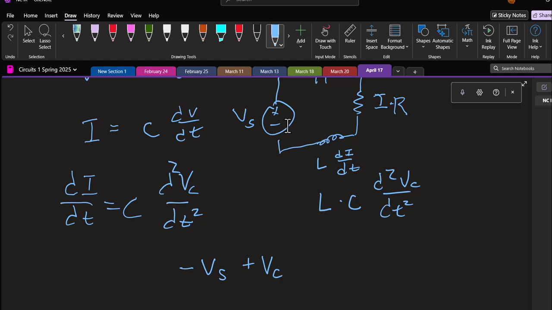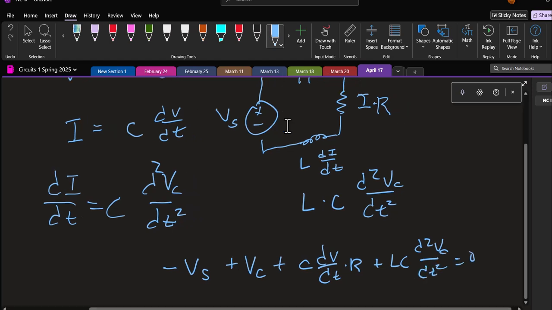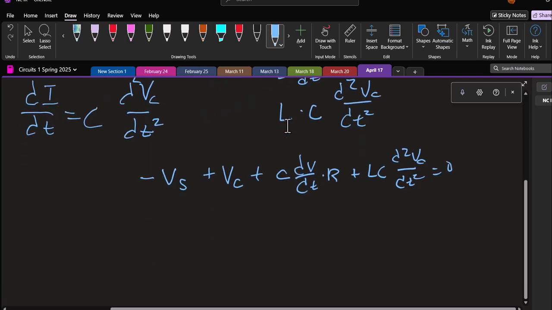And then if I do my KVL, I get minus Vs plus Vc plus I, which is C dV/dt, times R, plus LC d squared Vc/dt squared, all equals 0, and I get a second order differential equation.